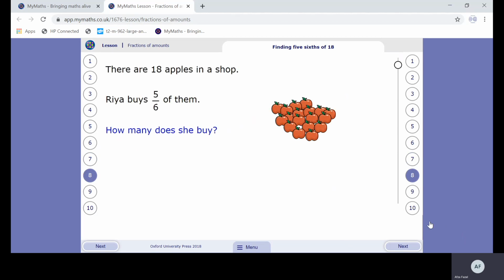So we've got 18 apples in a shop. Ria buys 5/6 of them. So you would do 18 divided by 6, which is 3. 3 times 5 then, or 5 times 3. And you'd end up with 15.